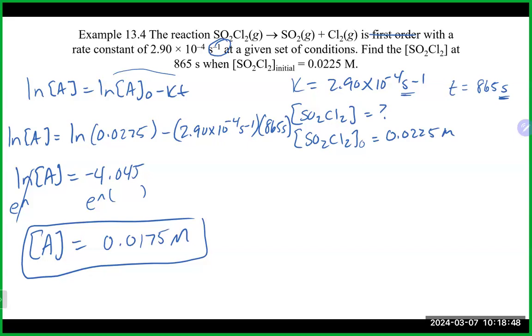This also makes sense because I should expect my final concentration to go down. If you did the math wrong and ended up with a higher concentration than you started with, your reaction is going in the wrong direction, so it shouldn't be going that way. Those are things you want to think about as you go through it. Any questions on that?